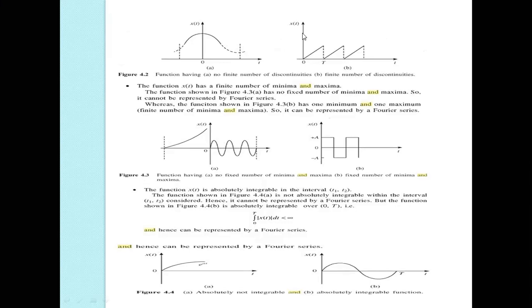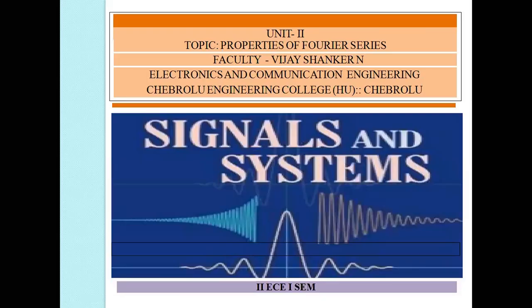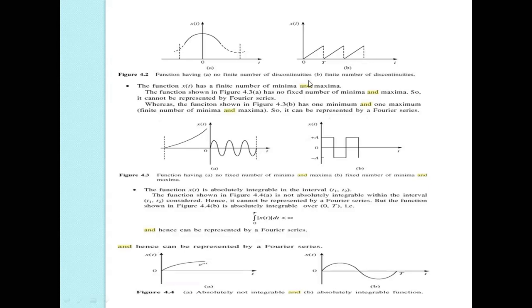In the first diagram, there is no fixed number of maxima and minima; there are changes here and here. But here there is a fixed number of maxima and minima, its peaks. And similarly, the last one is absolutely integrable. The first one shows it's not absolutely integrable, and this is an absolutely integrable function: the integral from 0 to T of the magnitude of x of t dt is less than infinity. These Dirichlet conditions are sufficient and they are not the necessary ones, my dear students.